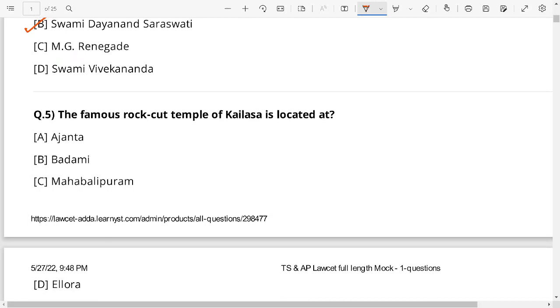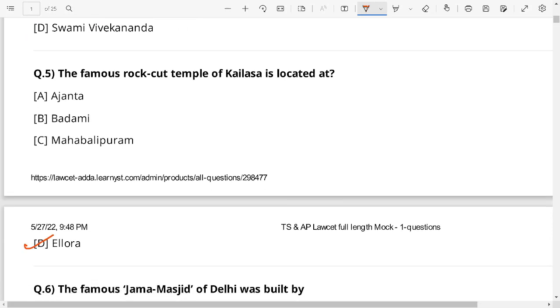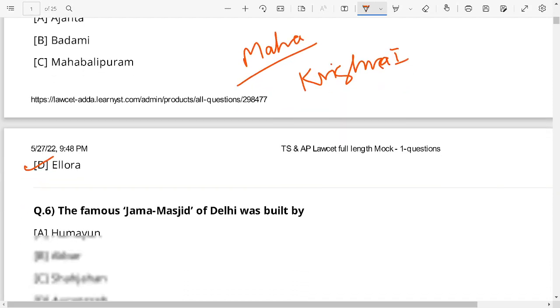The famous rock cut temple of Kailasa is located at which of the following places? The right answer will be option D, that is Ellora. This temple is one of the largest rock cut Hindu temples, located in Ellora in Maharashtra, and it is a very important ancient Hindu temple. It was built by the Rashtrakuta king Krishna I. Very important. Let's move on to the next question.